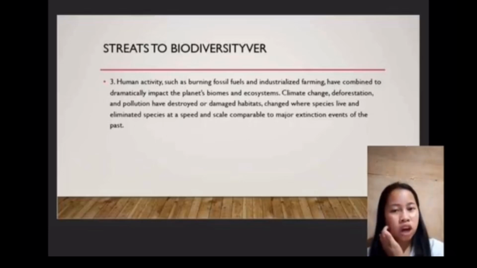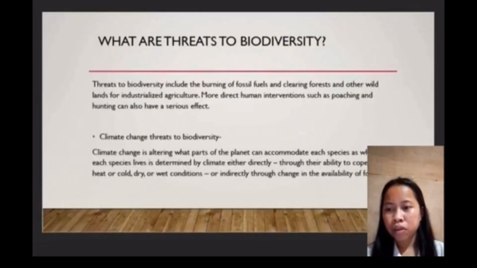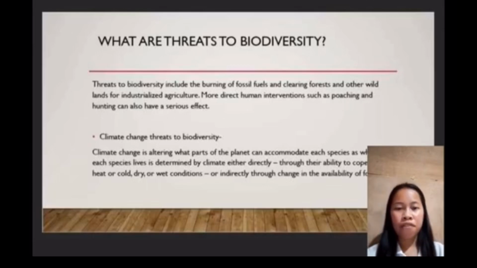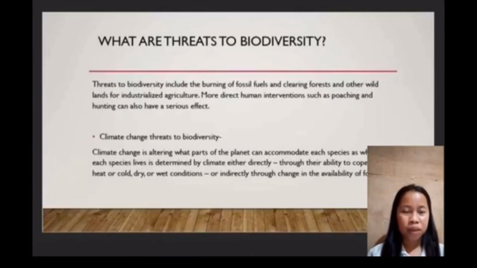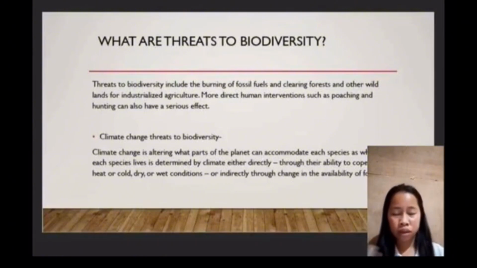So next is, what are the threats to biodiversity? Threats to biodiversity include the burning of fossil fuels and clearing forests and other wildlands for industrialized agriculture. More direct human intervention such as poaching and hunting can also have serious effects. So unsa daya ang mga threats of the biodiversity? So first, for example, pagputol sa mga kahoy. What are the threats of the biodiversity.